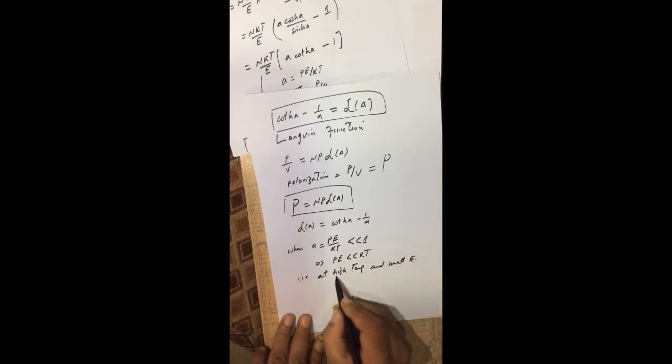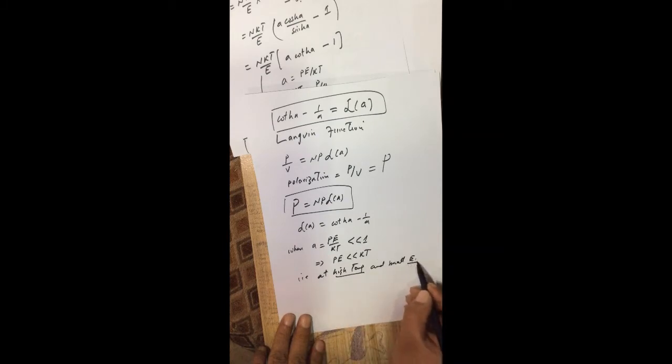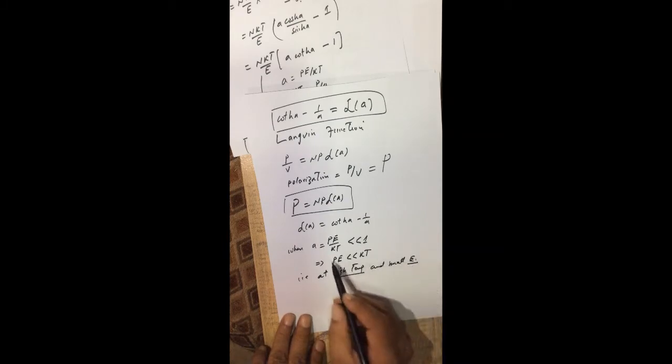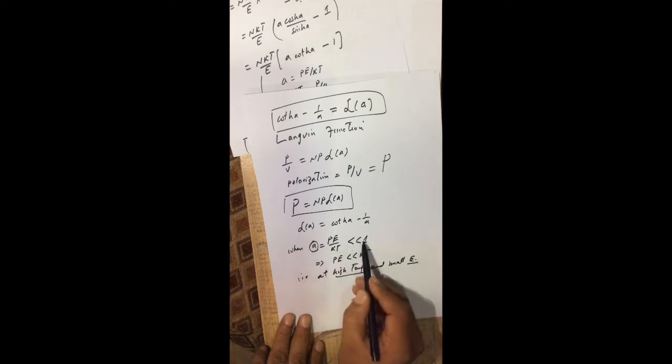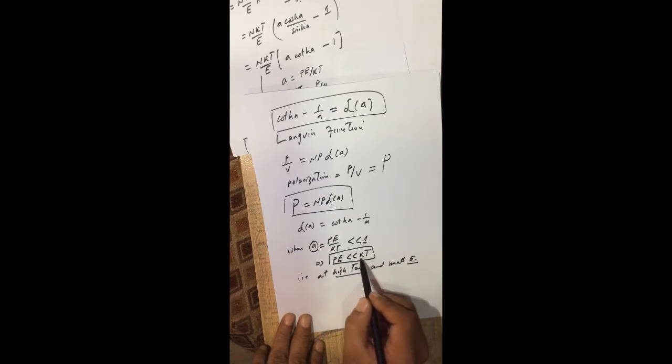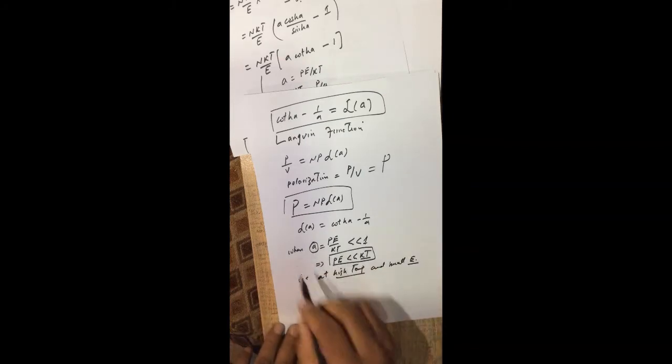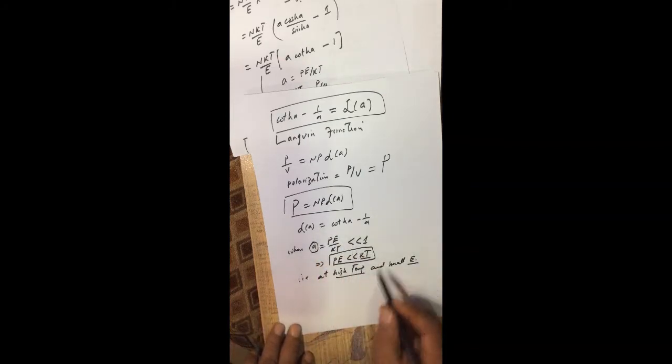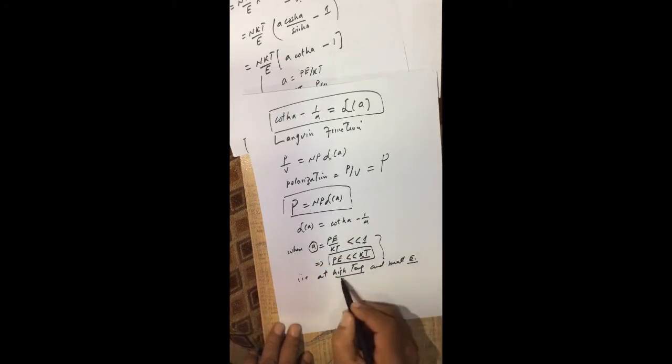Like when temperature is very high and the electric field we applied is very small, then in that case this A will be very much smaller than 1. If A is much smaller than 1, then we can write this condition that the product of dipole moment times electric field will be much smaller than this factor. Now I have to solve this Langevin function for this condition, that is, for high temperature and small electric field.